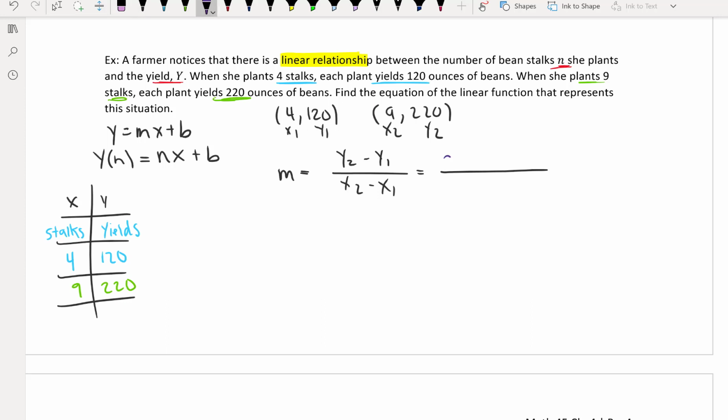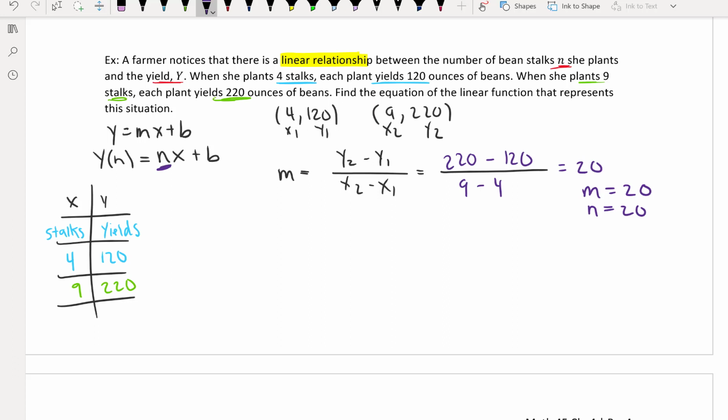So I have 220 minus 120, my x2 value, 9, minus my x1, which is 4. And when I plug this into my calculator, I am going to get 20. So this is telling me that m is equal to 20. Or better yet, here, it's really n is equal to 20. That's what they're representing as your slope. So that's this value in here, which is perfect.